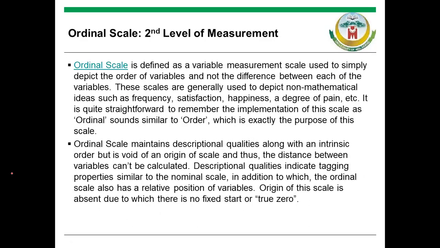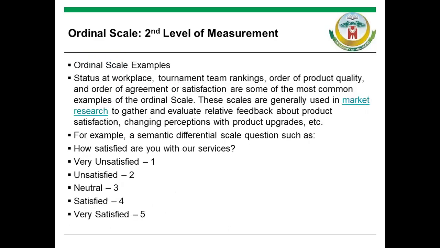Okay, we come to the second level, and the second level is ordinal scale. So what is ordinal scale? Ordinal scale is defined as a variable measurement scale used to simply depict the order of variables and not the difference between each of the variables. Now, what is the order of the variable? I think it will be easy to understand this through an example. We will go to an example and then we can come back here.